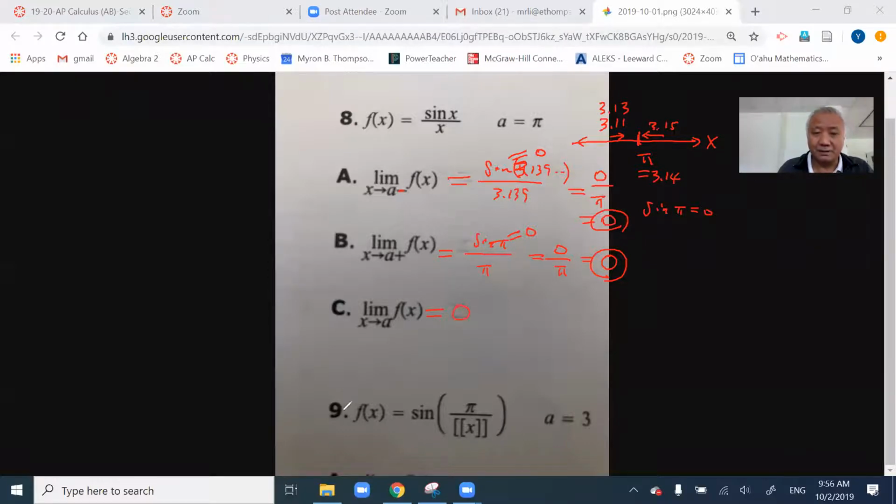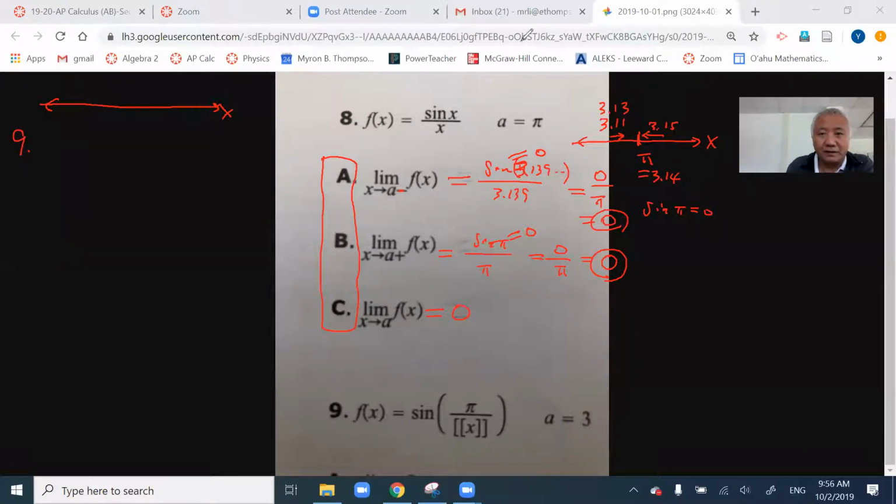Okay? Now let's look at number 9. Number 9, we do the same thing for this A, B, C, D. For number 9, it's a little bit different now because the bottom here is what? Greatest integer function. For example, this one here, they told you this is the x, and for number 9, right? I put number 9 here, okay?